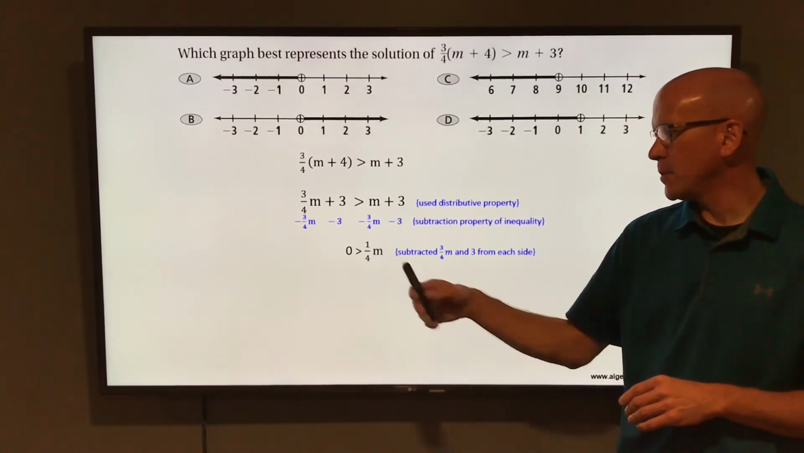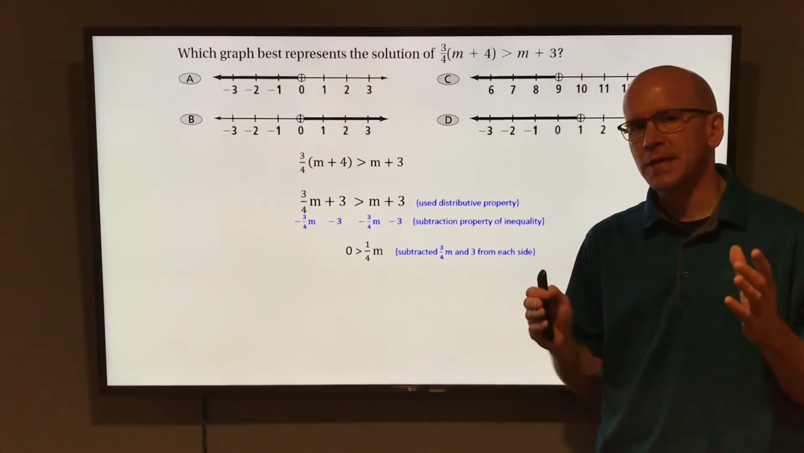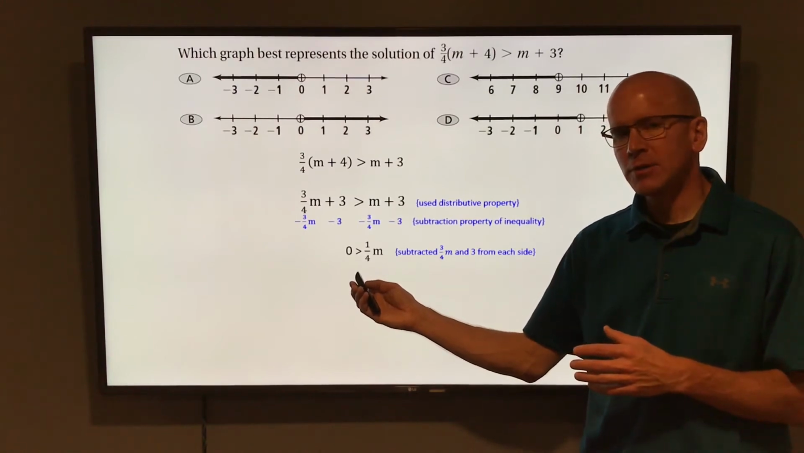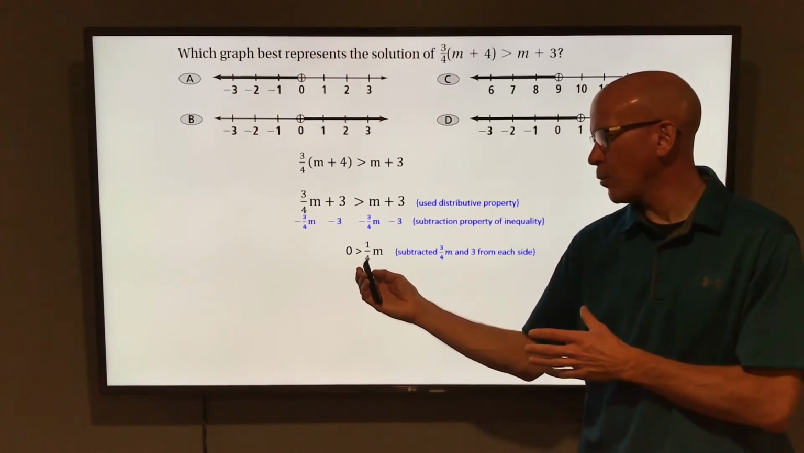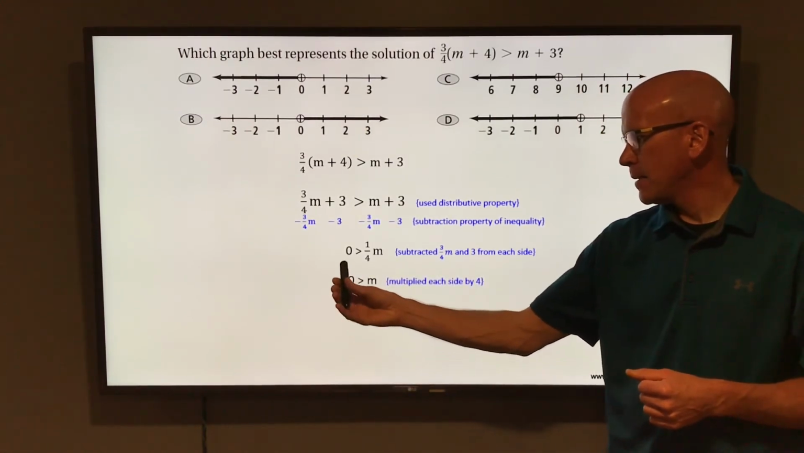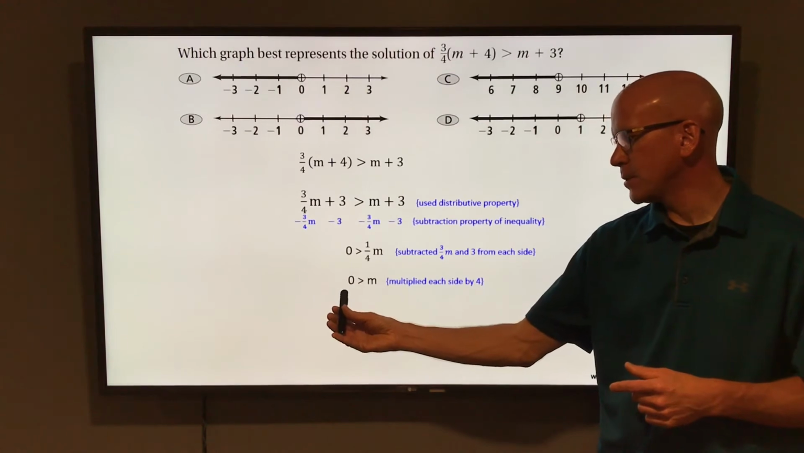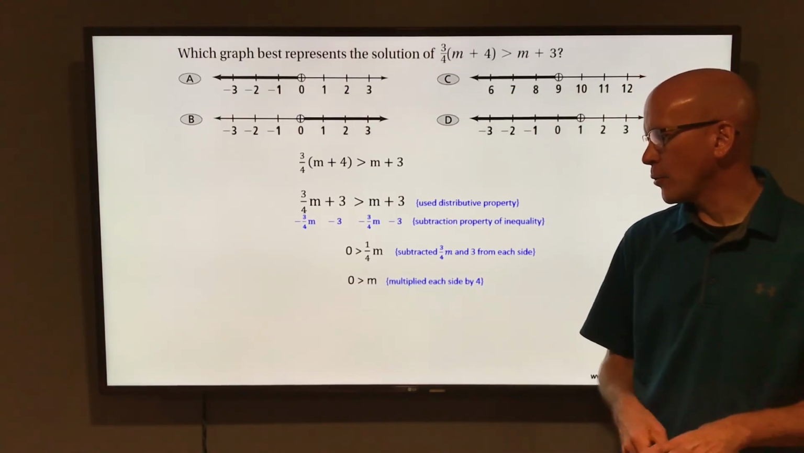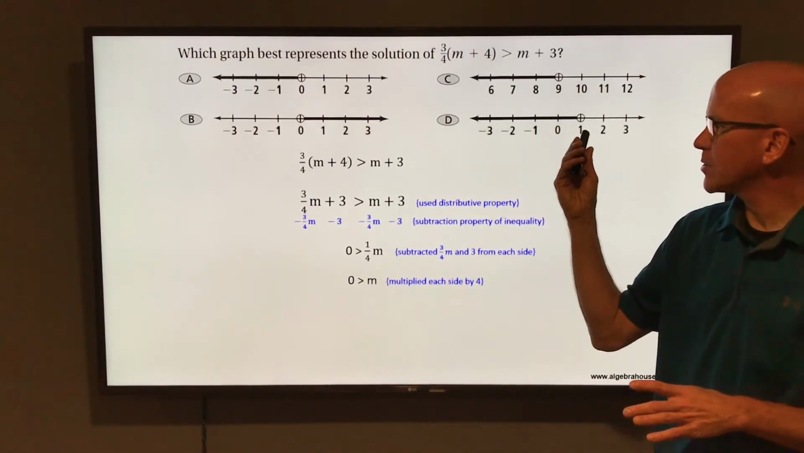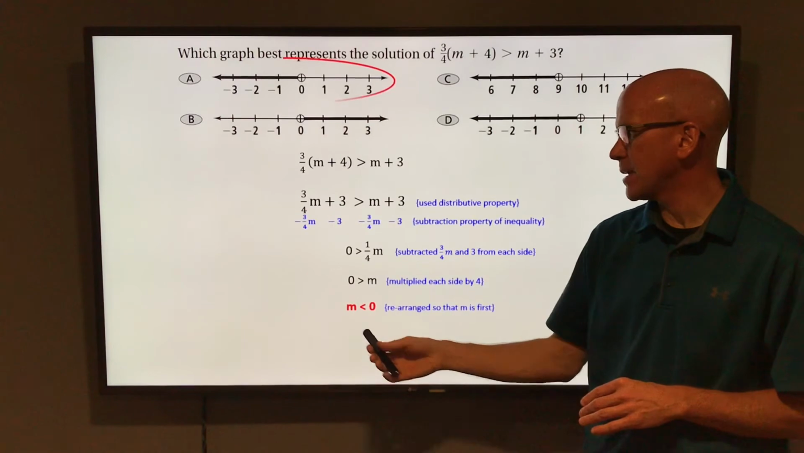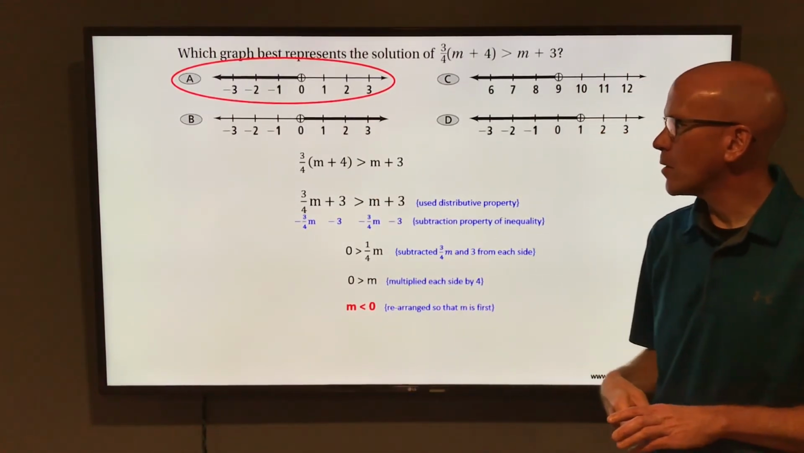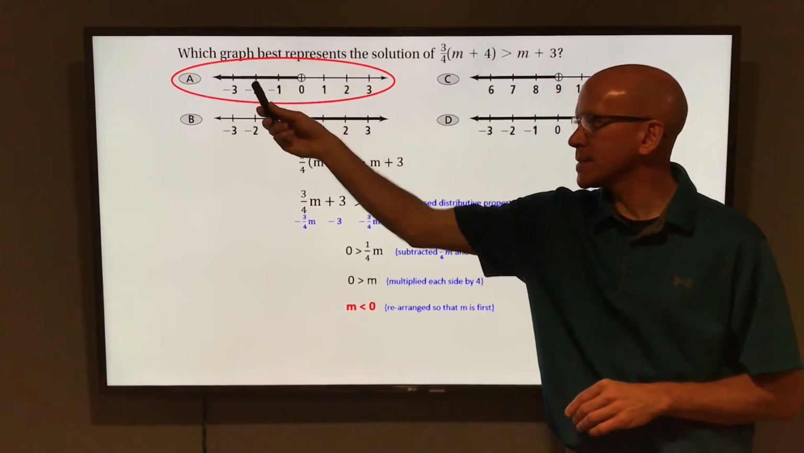Now to solve that for m, you would divide each side by 1/4, which is the same as multiplying by 4. When you're dividing by a fraction, you multiply by the reciprocal. So if you're dividing by 1/4, you're multiplying by 4. If you multiply each side by 4 there, 0 times 4 is going to be 0, and that is still greater than m. So if 0 is greater than m, you're going up here and trying to figure out which one of those matches that. Well, it's the same thing as m is less than 0. And m is less than 0 would be letter A. All values of m are less than 0.